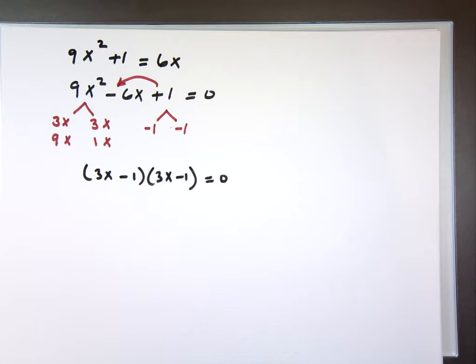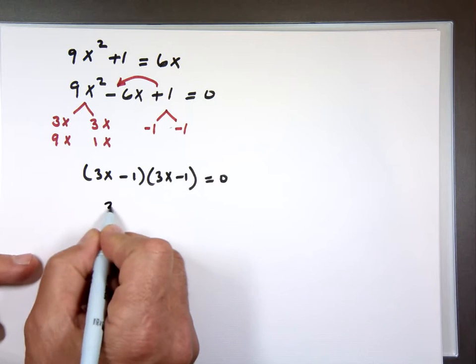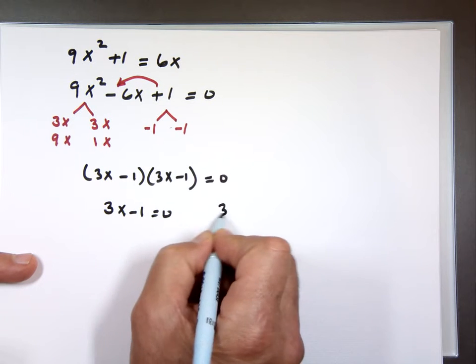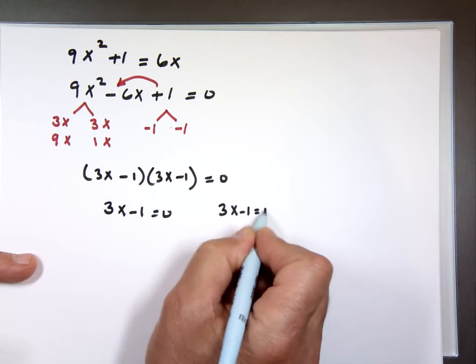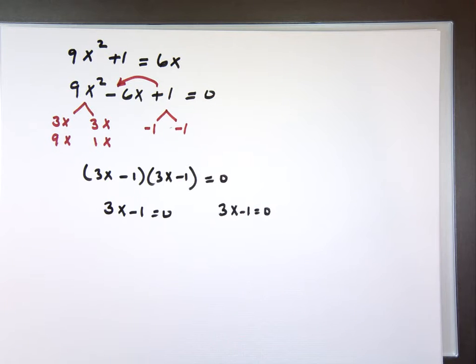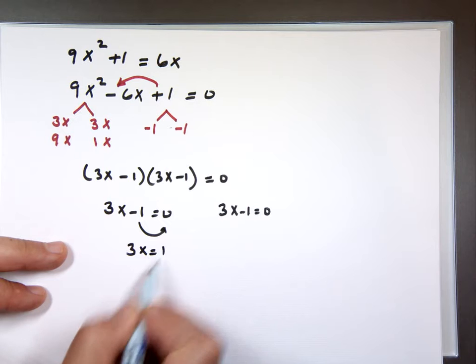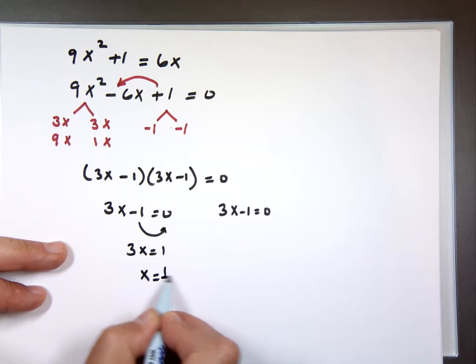Does that give me negative 6x? Yes. So that is the right factoring. So now we take each factor, set it equal to 0, and solve it. Move the minus 1 there. 3x equals 1, x equals 1/3.